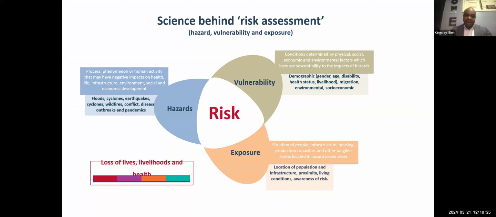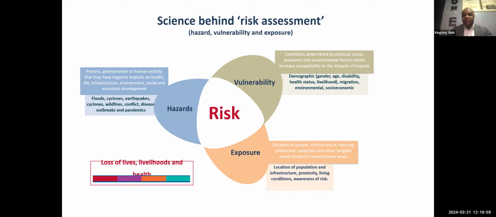So what is a hazard? A hazard refers to a process or phenomenon that causes negative impact on health, and not just on health. There are other factors that are also mentioned in this definition. I've put some examples here, like you saw floods, cyclones, earthquakes. We have different classes of hazards: biological; hydrometeorological, which refers to the floods and cyclones; geophysical hazards, including earthquakes; and then sometimes societal hazards like conflicts, but there are more.